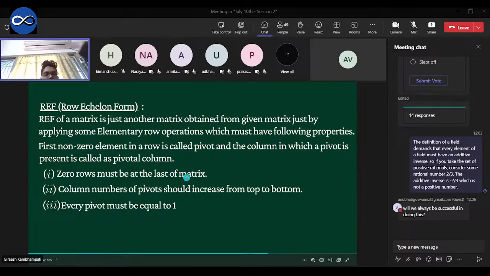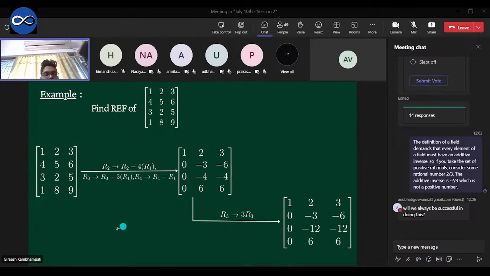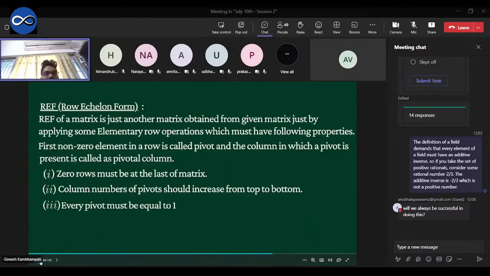Zero rows must be at the last of the matrix, and in non-zero rows only the pivot is there. So the column number of the pivot should increase up to the last non-zero row. In zero rows there will not be a pivot. So the second rule is: no need to check the second rule in the zero rows. Up to the last non-zero row, the column number of pivots should increase.